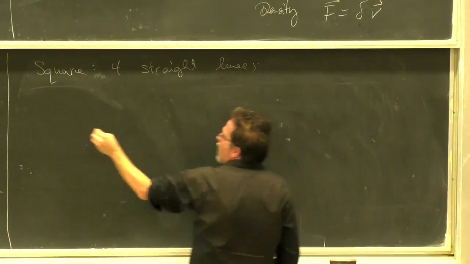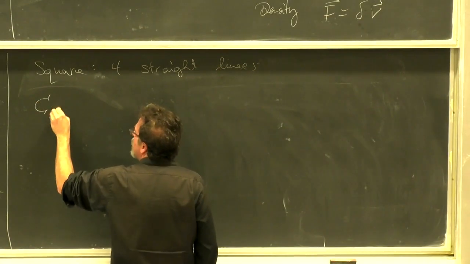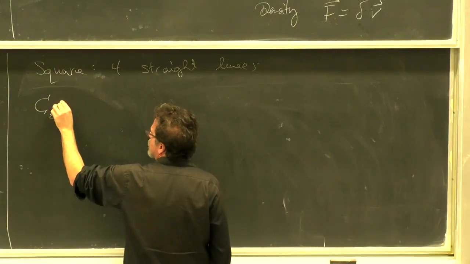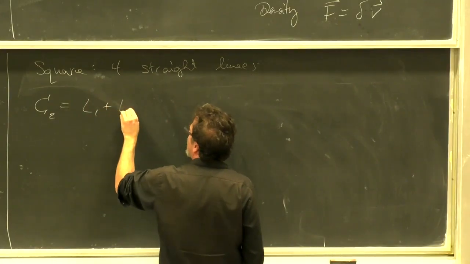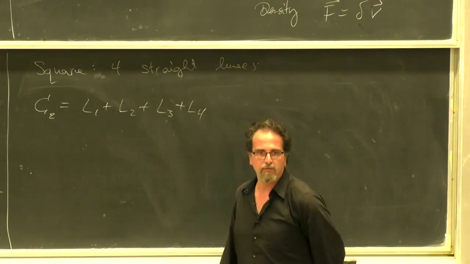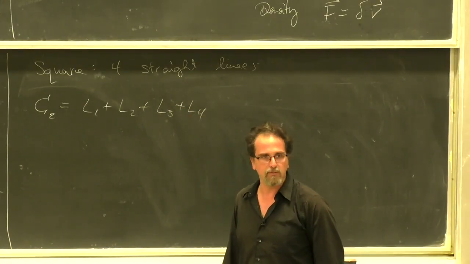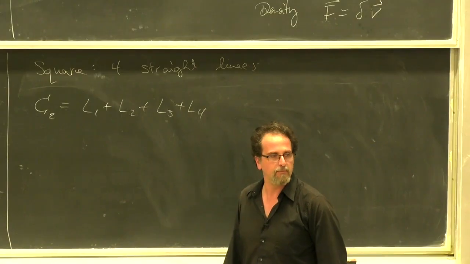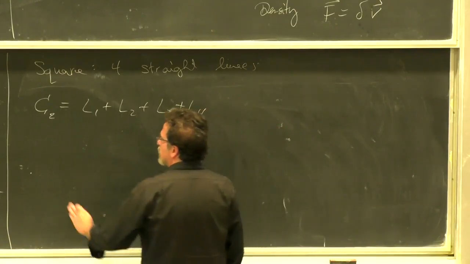Okay. I'm going to call C2, that's just the square, equal to line 1 plus line 2 plus line 3 plus line 4. You okay with that? Line 1 plus line 2 plus line 3 plus line 4. Okay? So what's line 1?